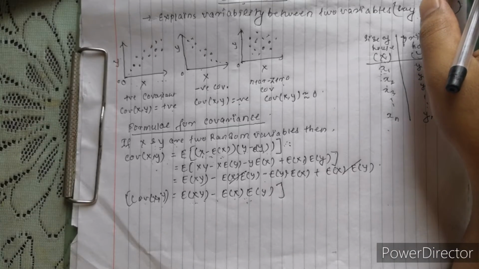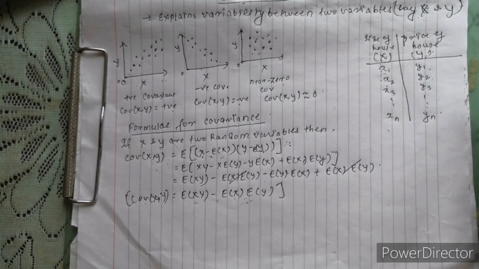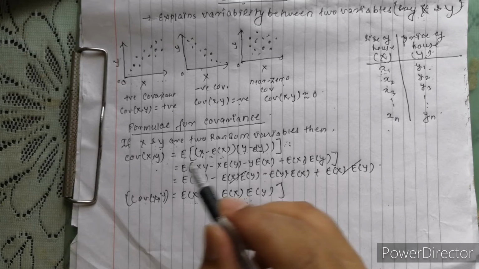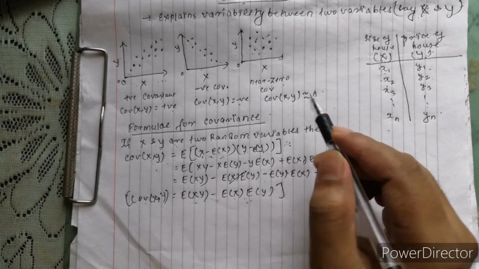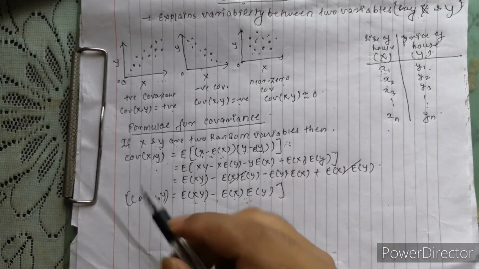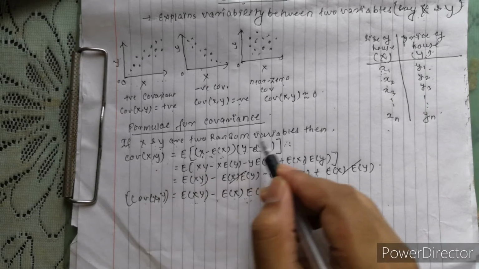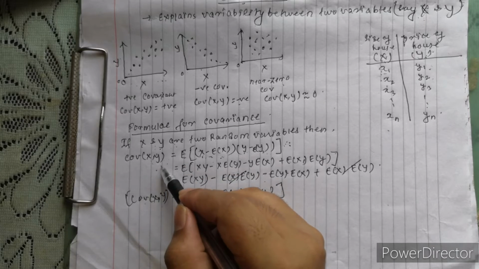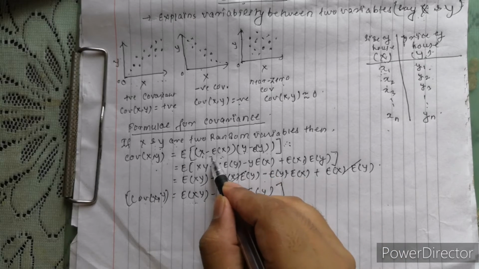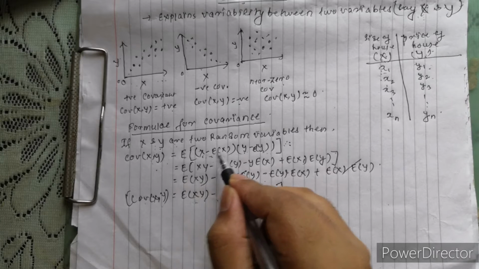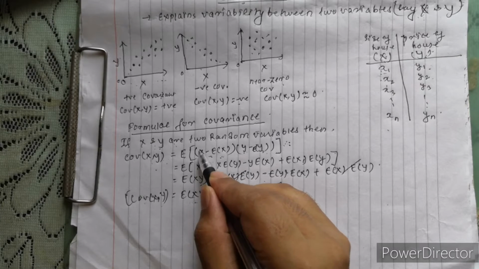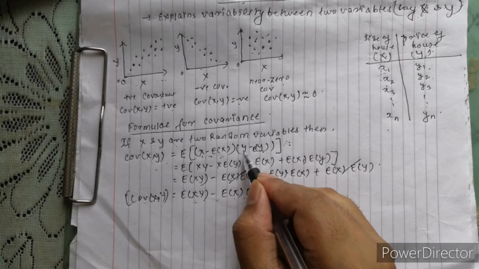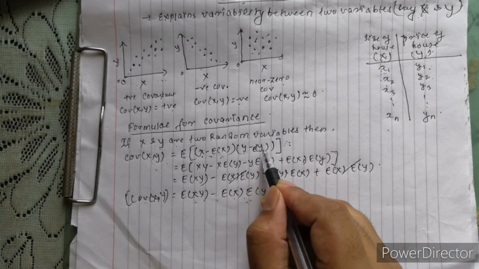Now that we know the basic ideas behind the covariance, it is time to find the formula for the covariance. We will see how the covariance between two variables can be calculated. Let us suppose that x and y are two random variables. Then the covariance between the random variables x and y can be calculated using this formula. This formula is the expectation of the deviation of random variable x from its mean multiplied by the deviation of random variable y from its mean.